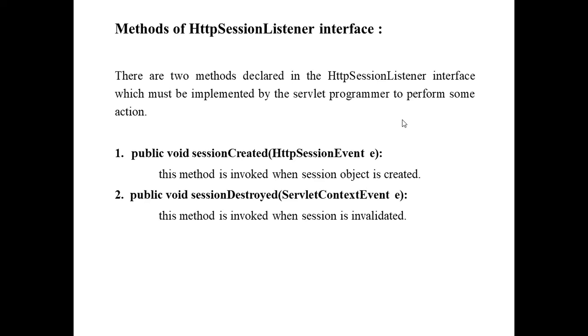The second method is sessionDestroyed, having parameter event e. This method is invoked when the session is invalidated. So these two are the methods of the HttpSessionListener interface. And the HttpSessionEvent class uses the listener interface, that is the HttpSessionListener interface. And the HttpSessionListener interface has two methods, that is the sessionCreated method and the sessionDestroyed method.